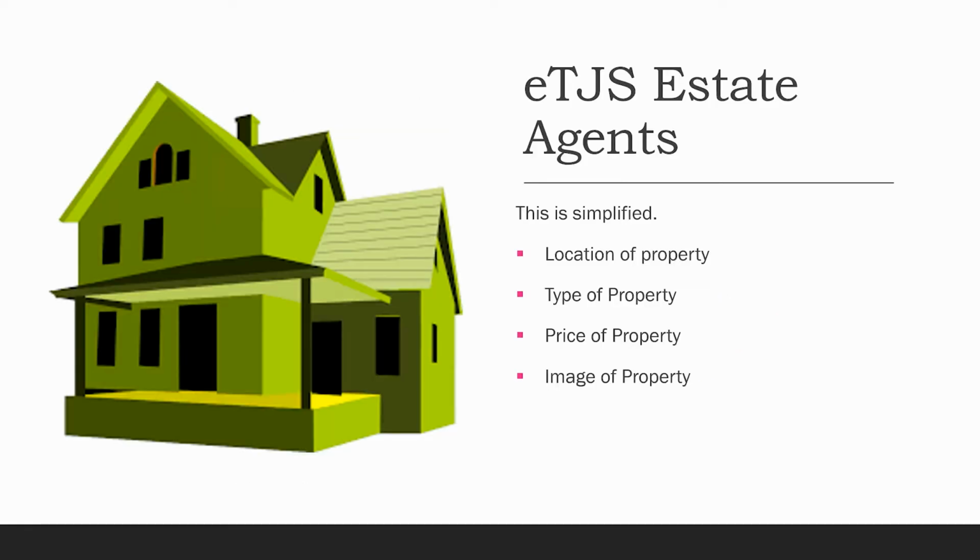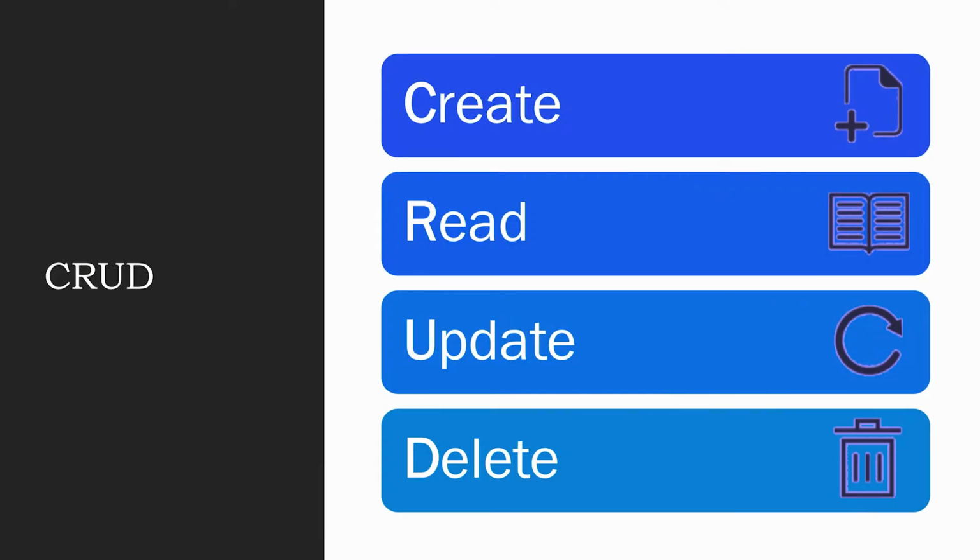Now what we're going to be working on today is the estate agents, and I'm going to carry on with the normal area. Now we can simplify the object by having things like the location of the property, the type of property, price, and so forth. I've actually got a specific set which I'm going to be using in the video, so keep a lookout for those, and you might want to use something very similar for your project.